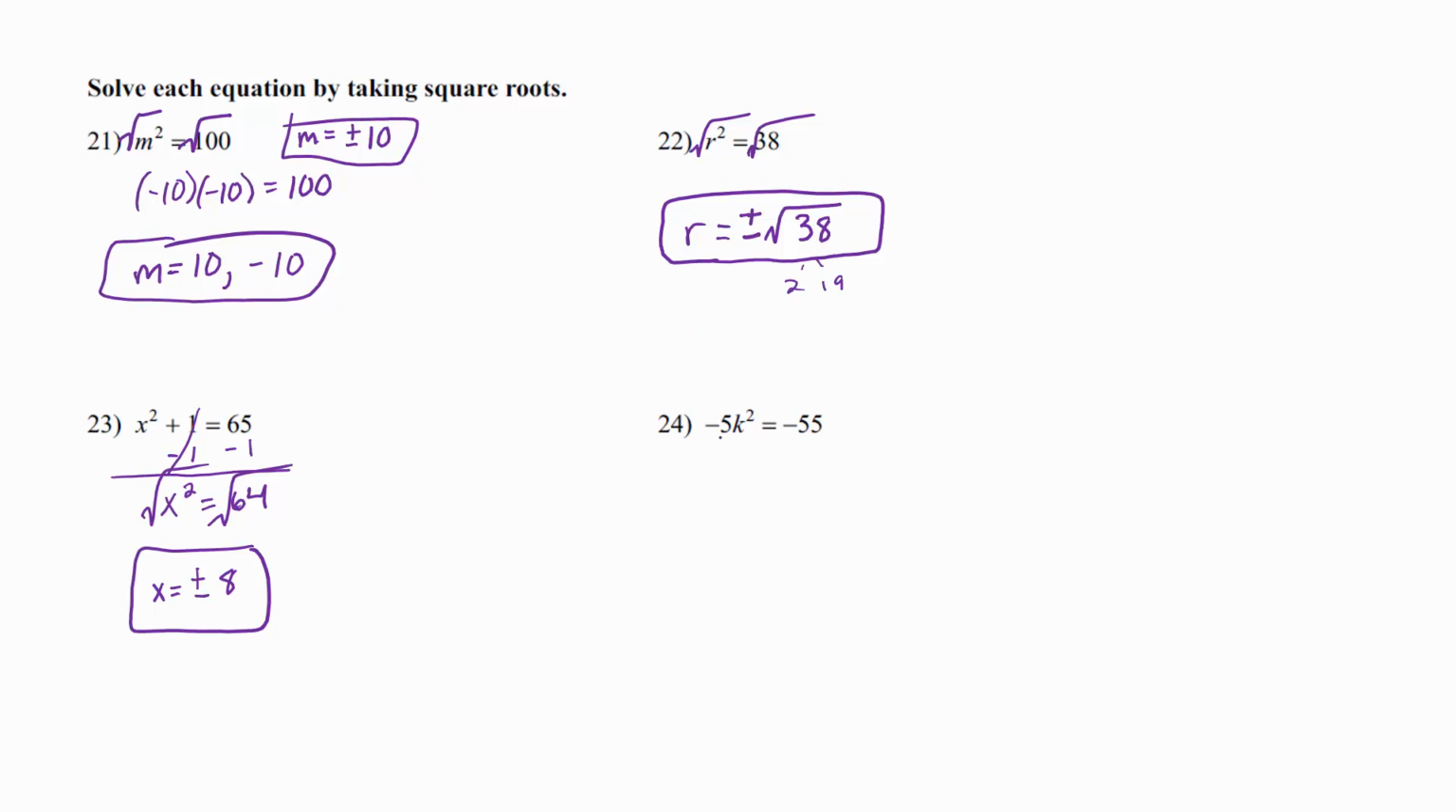And 24, this is a -5 times k squared, so we're going to do the opposite of times. We're going to divide. So k squared equals 11. And so I don't know the square root of 11. You probably don't know the square root of 11. Your teacher probably doesn't want the decimal, but would prefer that you just leave it as the square root of 11. 11 is prime, so it can't be simplified at all. So that is our answer.